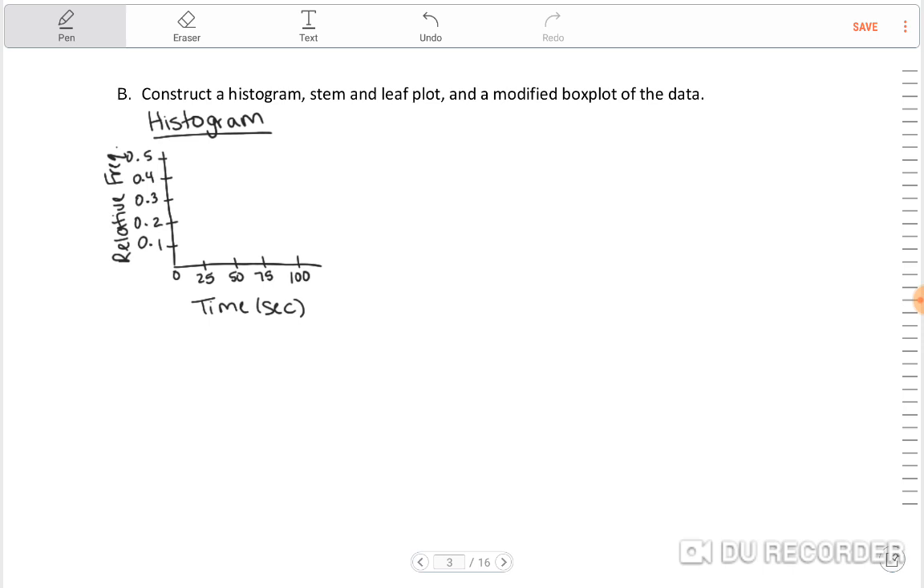Okay, so 0 to 25, that was 0.44. So it's going to be about here. And then we're just going to come straight down on the 25, because that's where it's going to butt up against the next one. Okay. And if you want to, you can go ahead and put 0.44 above. Then the next one is at 0.28. So just here, but below the 0.3. Okay. 0.28. Then 50 to 74, that was at 0.16, so it was about there.